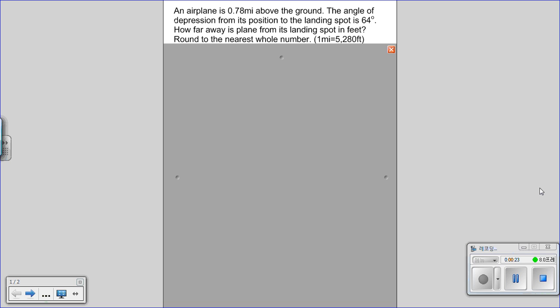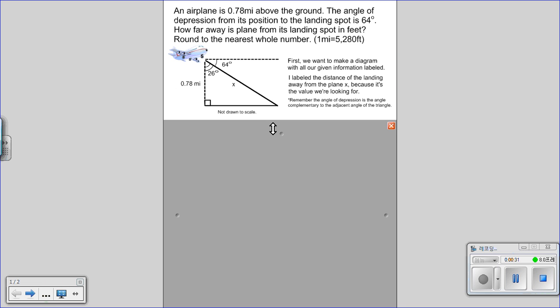The first thing we will do with this problem is draw a diagram using the information we are given. So when we draw a diagram, we can put the airplane up here. The height above the ground of the airplane is 0.78 miles, so we label this side as 0.78 miles. The distance between the airplane and its landing spot is what we are trying to find, so we can label that x. And remember that the angle of depression is the angle complementary to the adjacent angle of the triangle.